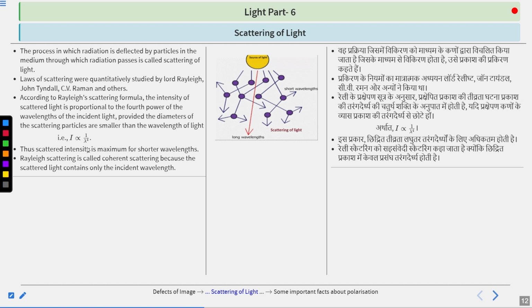So we could say the shorter the wavelength, the more the intensity. The longer the wavelength, the less the intensity. For what? For scattering. And remember, Rayleigh scattering is also what we call coherent scattering. Why? Because it contains only the incident wavelength.